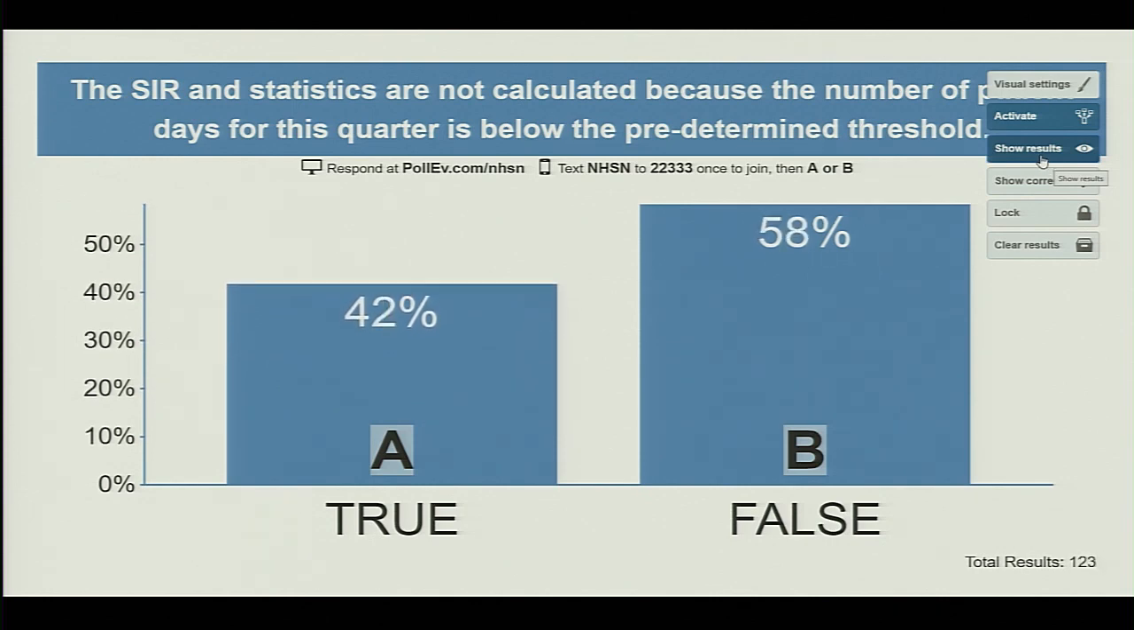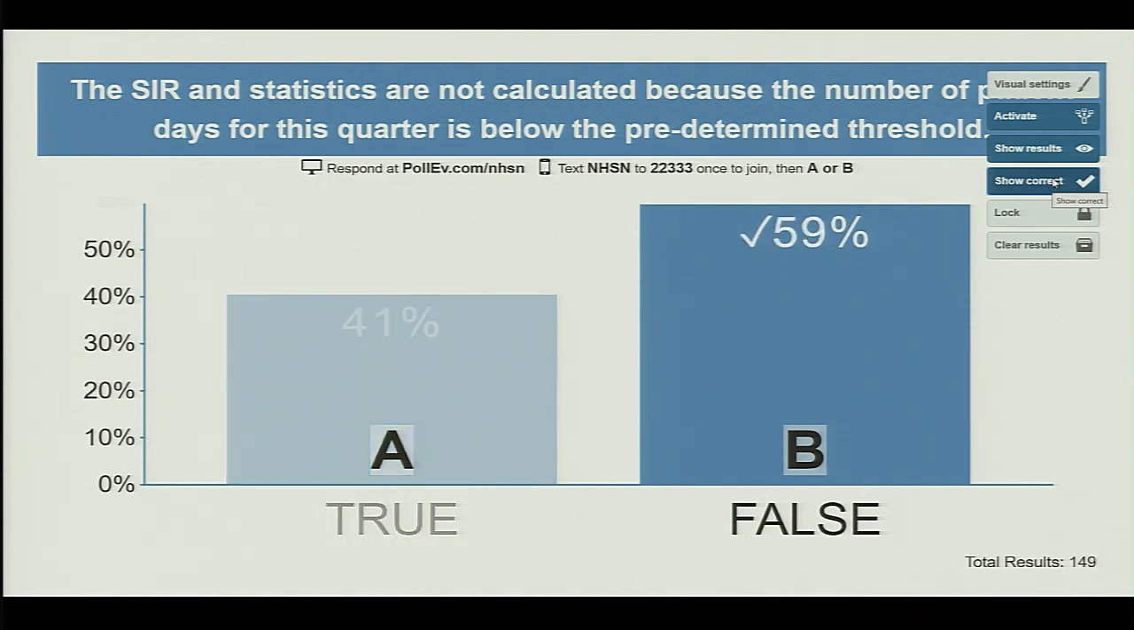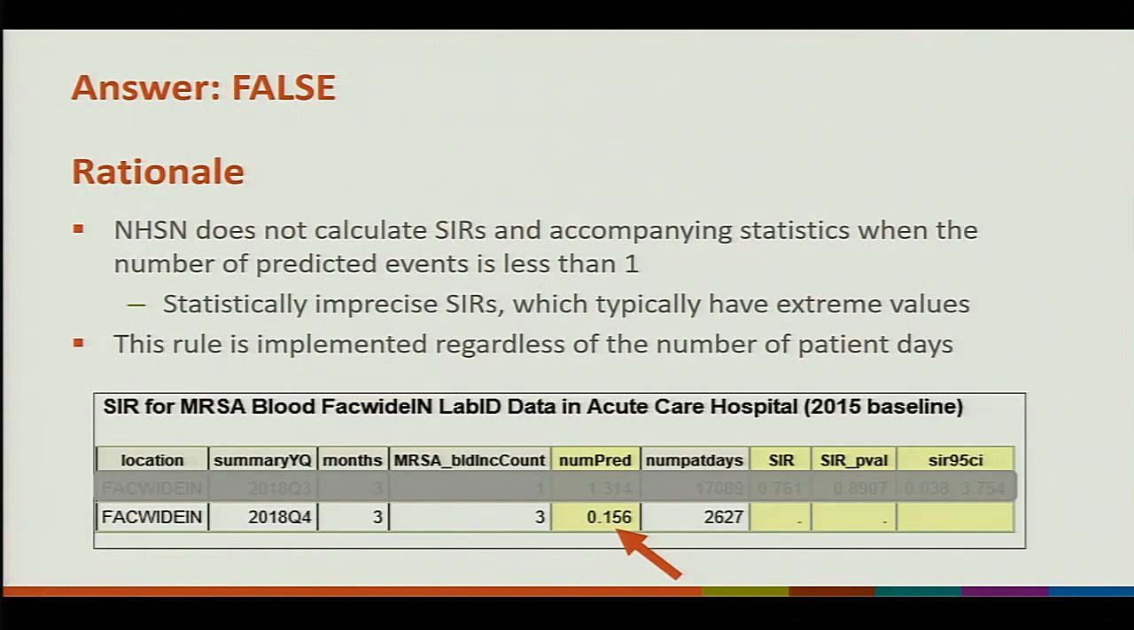Okay, so it seems like we have a little bit of a mix here. Correct answer is B, false. Okay, let's look at our rationale. Okay, NHSN does not calculate SIRs when the number of predicted events is less than 1. And this rule is instituted across all of the HAI types, and it is regardless of the number of patient days that are reported. Okay, when the number of predicted events is less than 1, we tend to have statistically imprecise SIRs, which have extremely high values and are difficult to interpret.